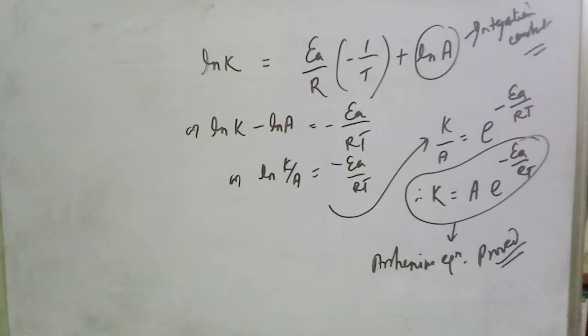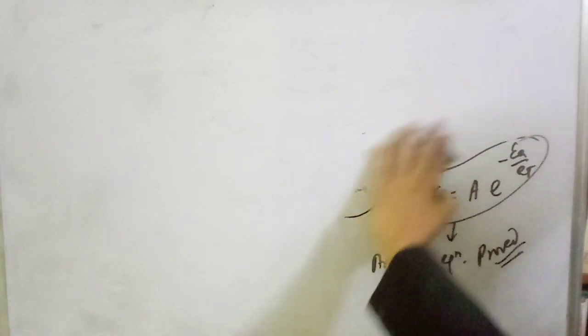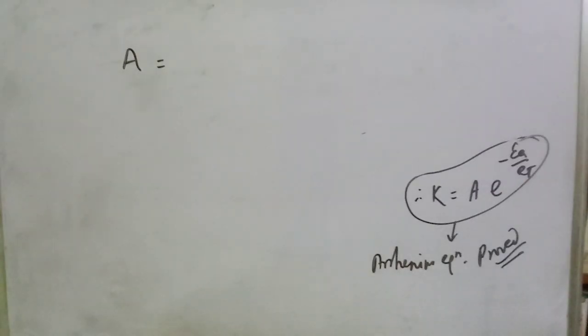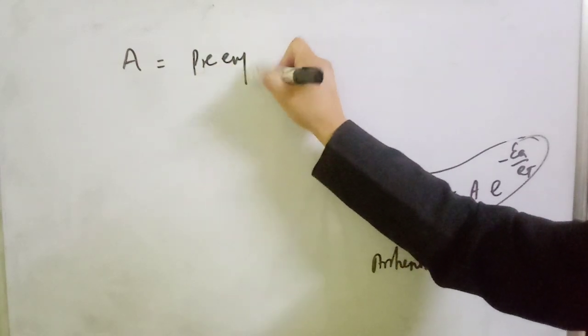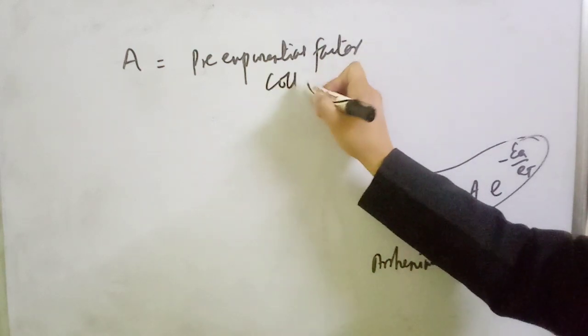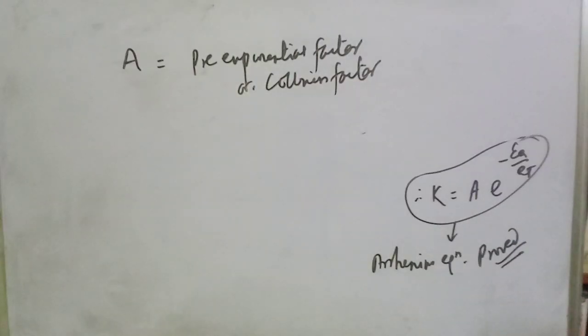Okay, now after proving this Arrhenius equation, we can see the significance of the Arrhenius equation. You can mention some significance here. So what is A? A is called the pre-exponential factor, and it is also called the collision factor.